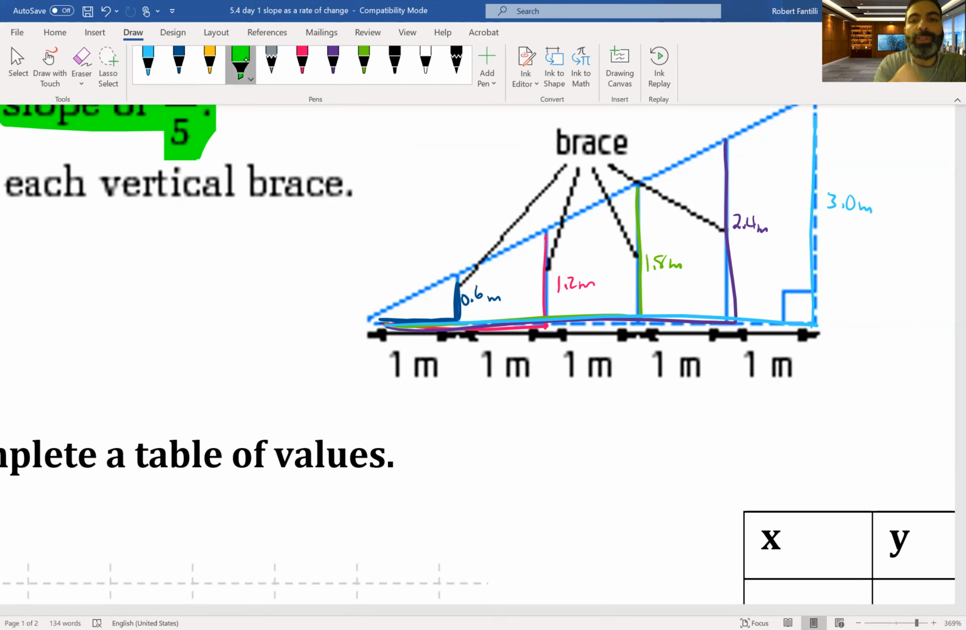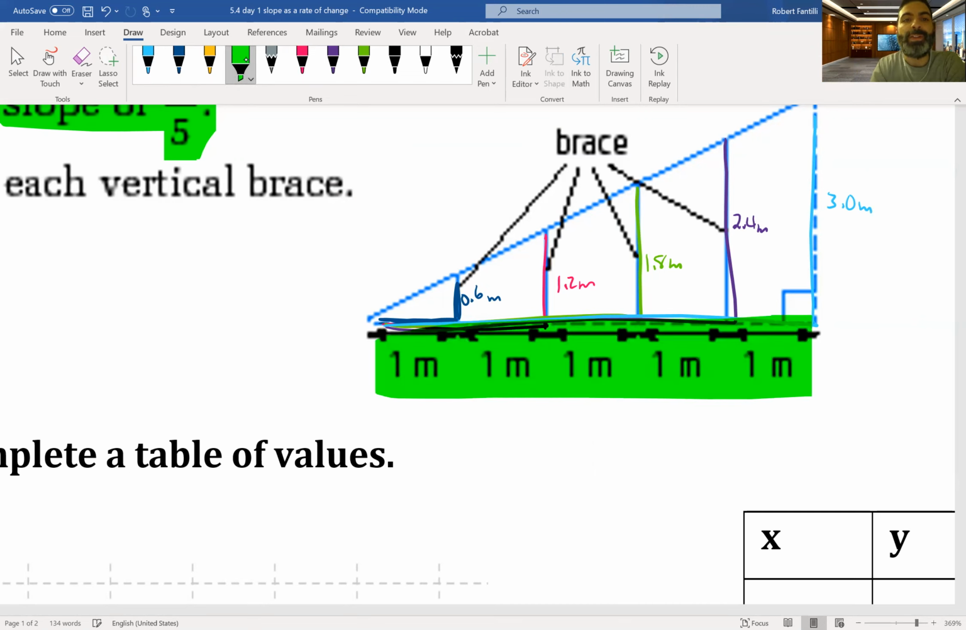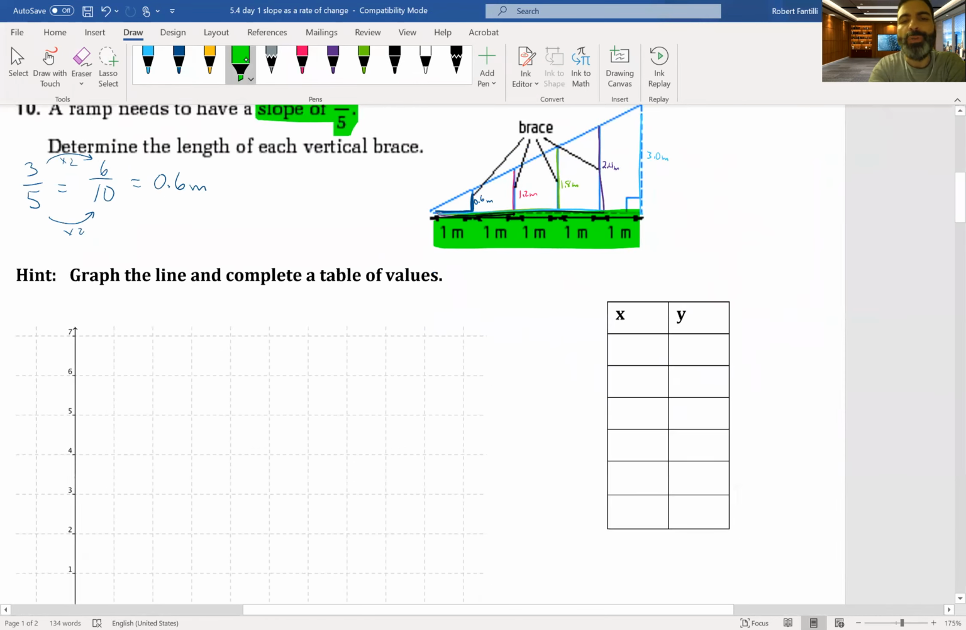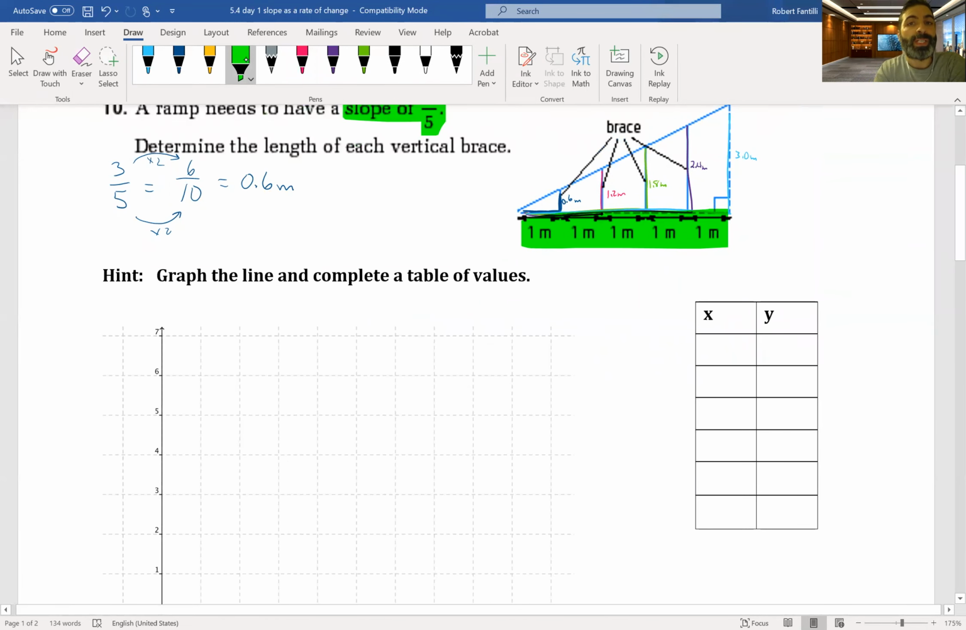And if you add up all the 1 meters in the bottom, you have 5 of them there, and the total rise should be 3. Okay, if we did our work properly, 3 over 5. So the unit rate is 0.6.